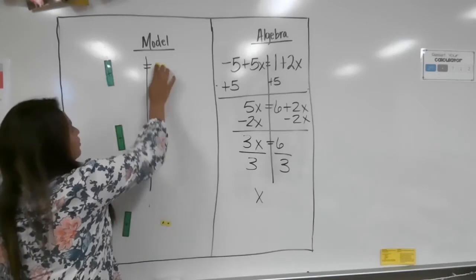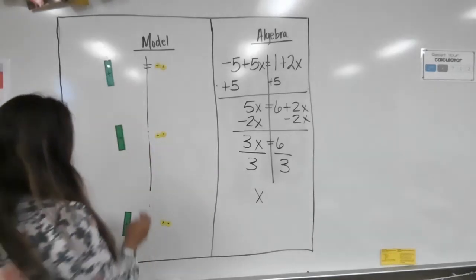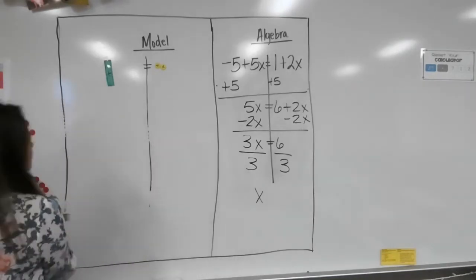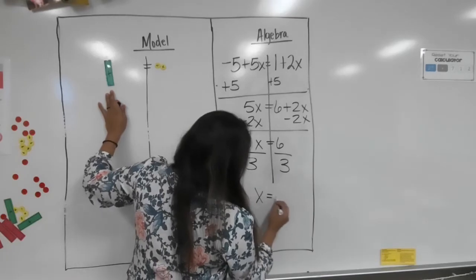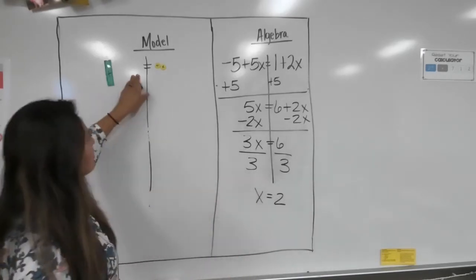Make equal groups, just like I would in division. I don't need all the groups, I just need one group. So 1x, because 6 divided by 3 is 2, 1x is equal to 2.